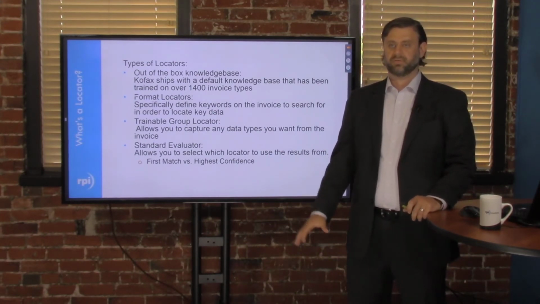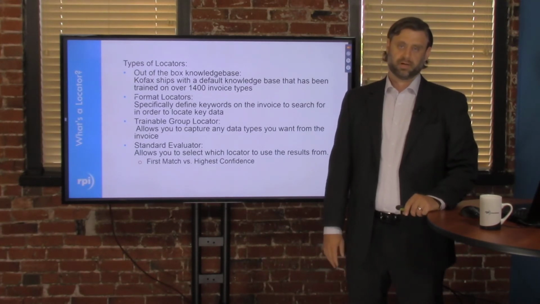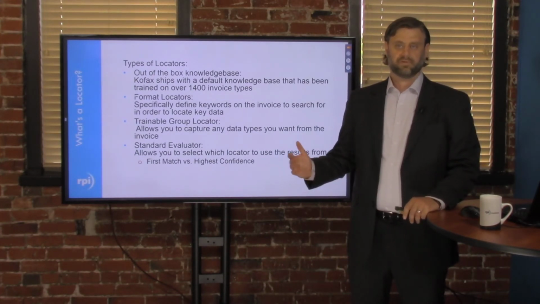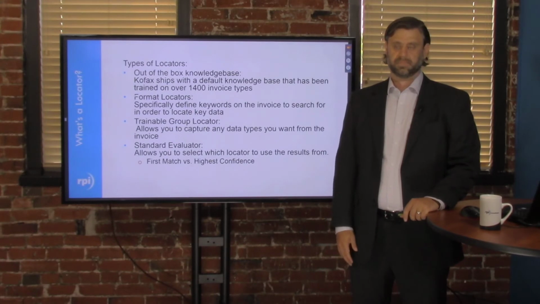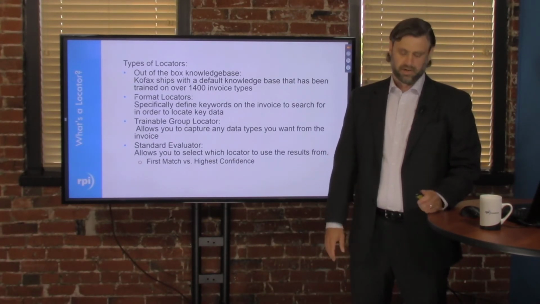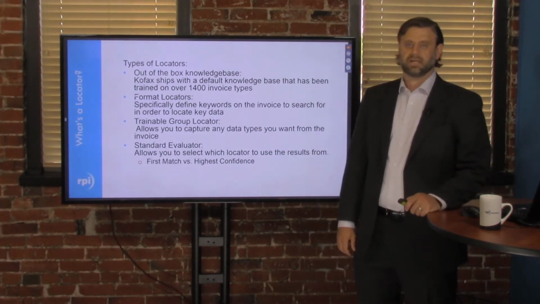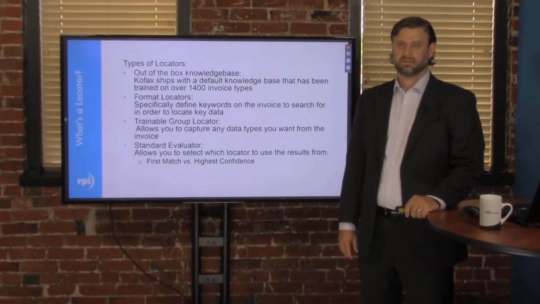Some of our projects we've done recently, the only locator I've actually used is just that trainable group locator. Kofax is able to learn all the fields we need to extract, and it's worked great just using that one locator. But if you need to compare them, you'd use that standard evaluator. So those are the four main locators that I would use for extracting invoice data off of the invoices.